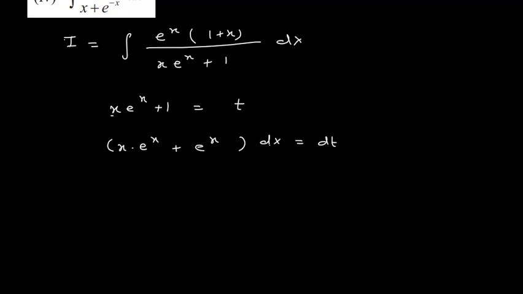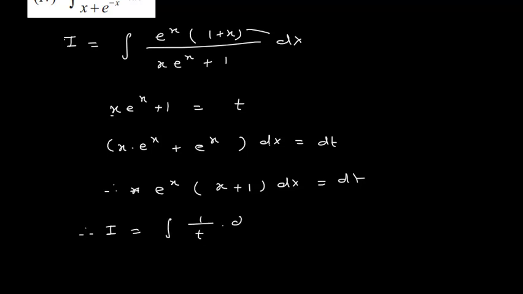Okay, so therefore you can take e^x common. After taking e^x common, we have (x + 1) dx equal to dt. So yes, you can easily see that e^x into (1 + x), or (x + 1), is there. So this into dx you can replace with dt. So your integration I is 1 upon t into dt.